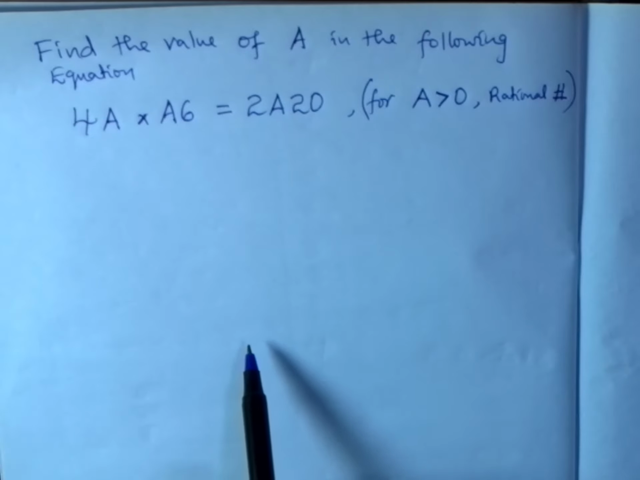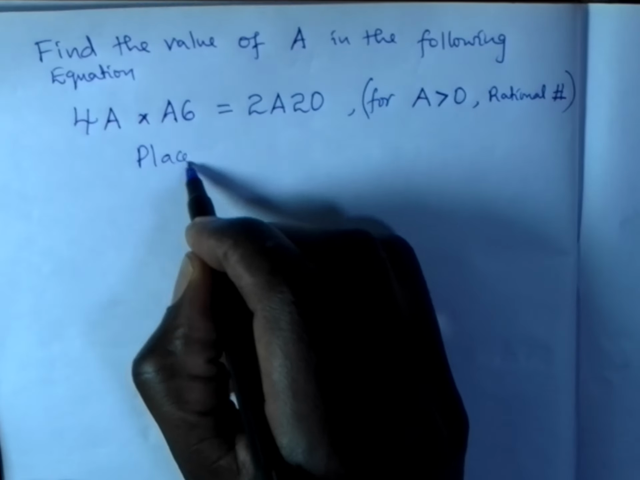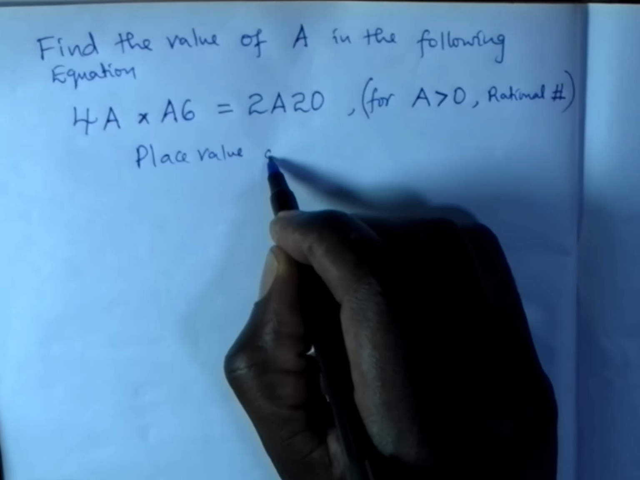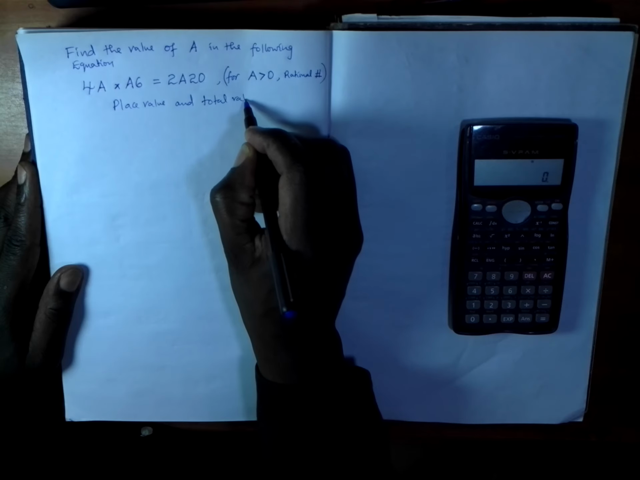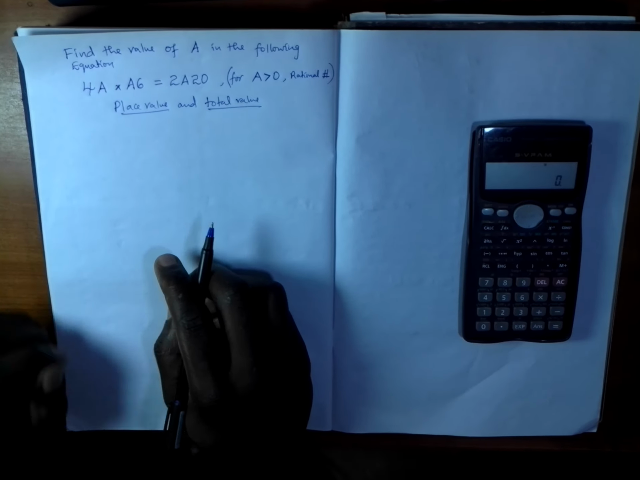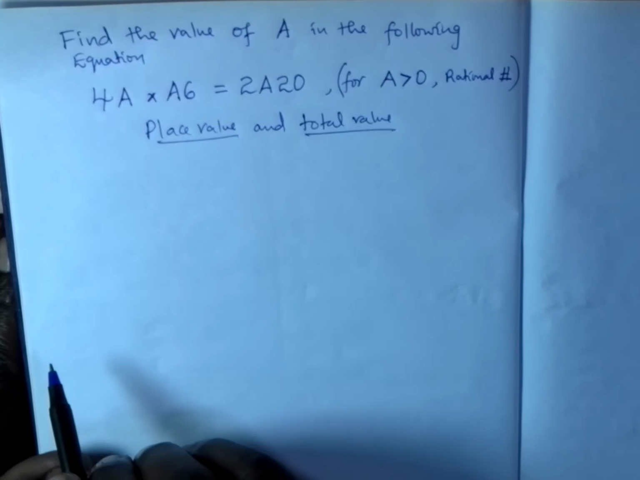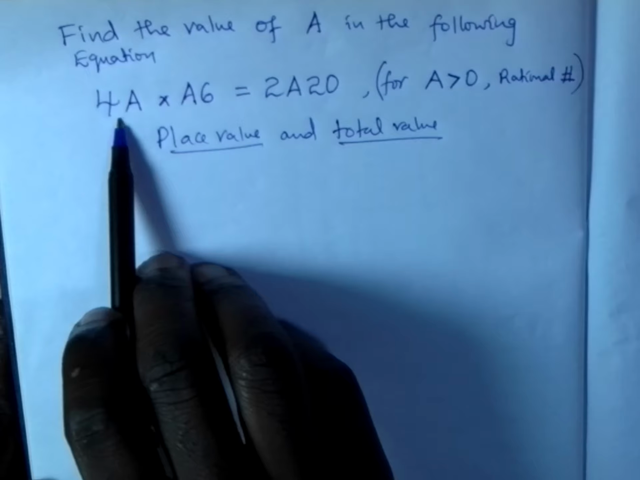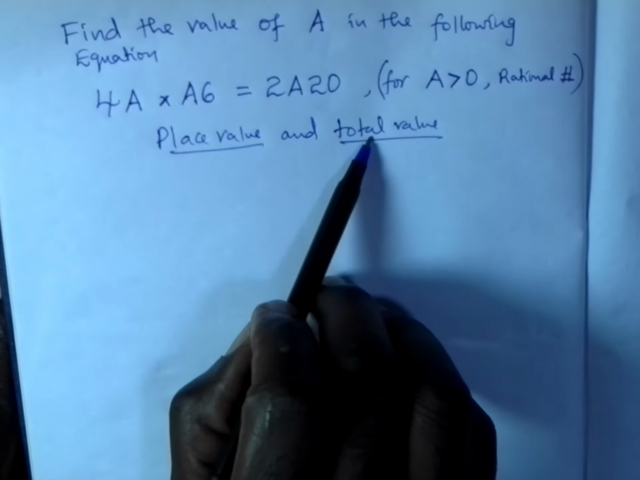First of all, it is good to understand about place value and also the total value of a number. So the two will be very important in solving the value of a. Now we can write this number in terms of place value and the total value.